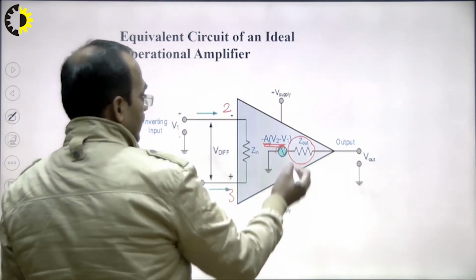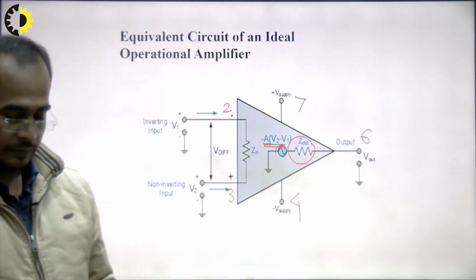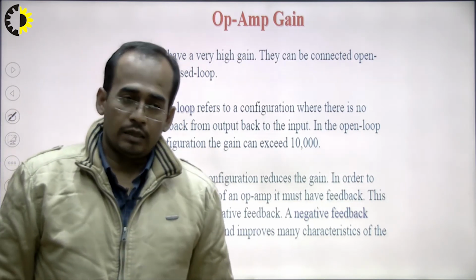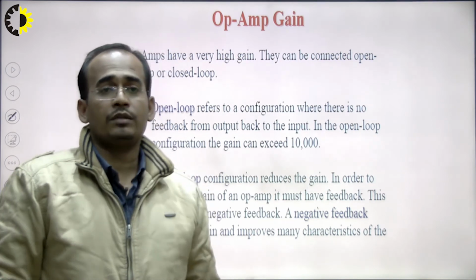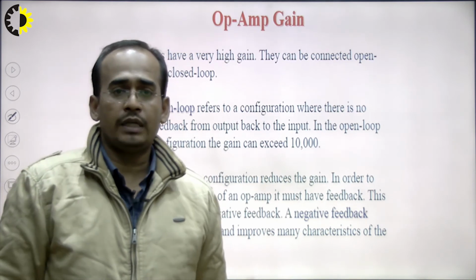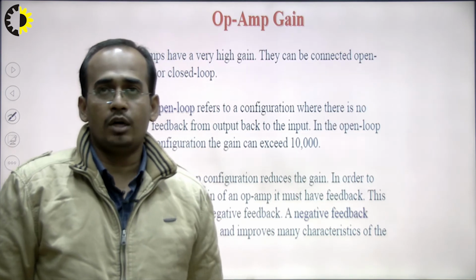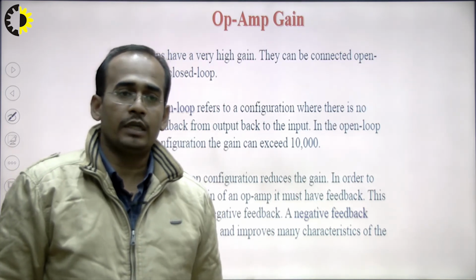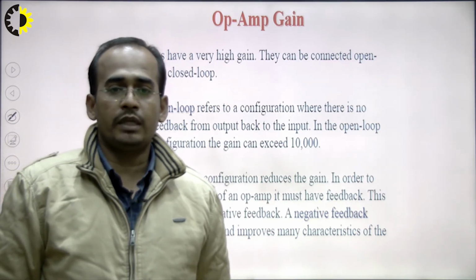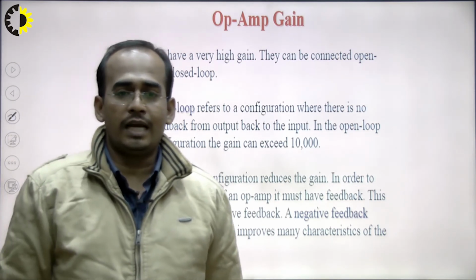So, this is the plus VCC and minus VCC, this is pin number 6, this is pin number 7 and this is pin number 4. So, what is the operational amplifier gain? As we are using a number of differential amplifiers, the gain of the operational amplifier is very high. For open loop configuration, there is no feedback and the output is not connected to the input, and the operational amplifier in open loop configuration has a gain greater than 10 to the power 5, but for closed loop configuration the gain reduces, and in order to reduce the gain of the operational amplifier, it must have negative feedback.